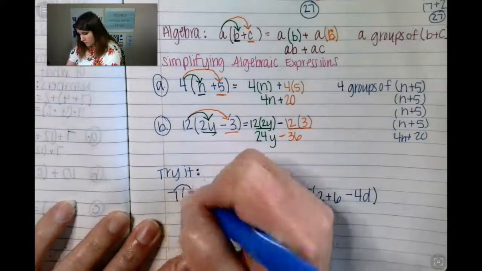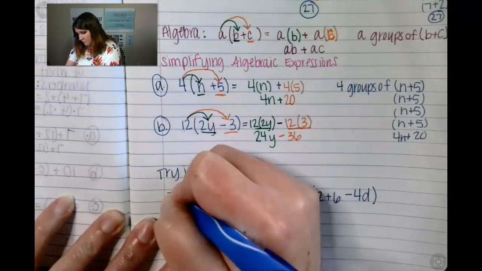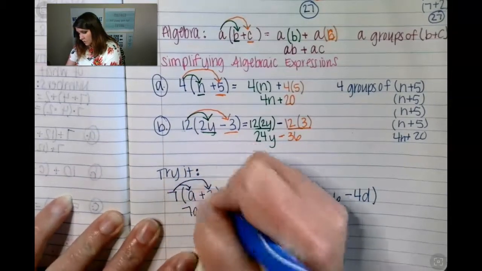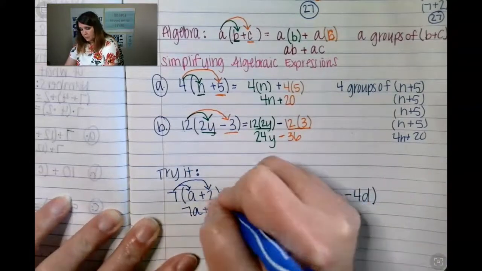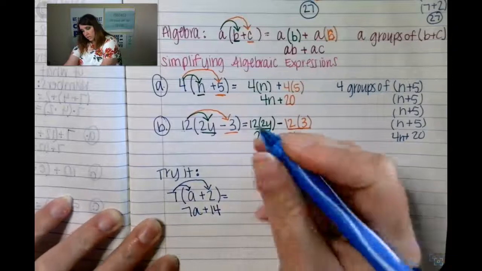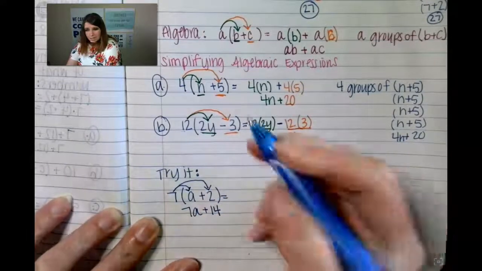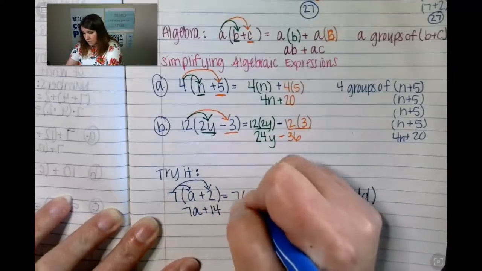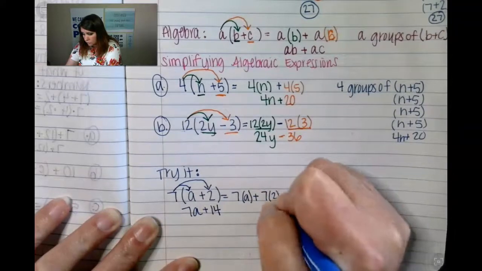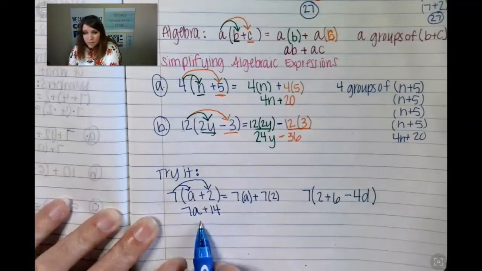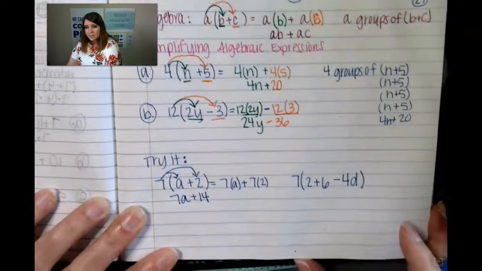Okay, so 7 times a is 7a. 7 times 2 is 14. So the equivalent expression is 7a plus 14. You could have also written it as 7 times a plus 7 times 2 first, and then simplified it to 7a plus 14. All right, next one.